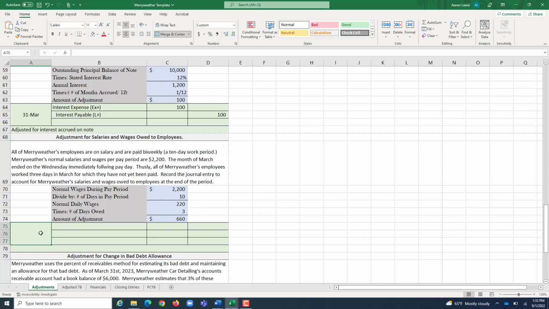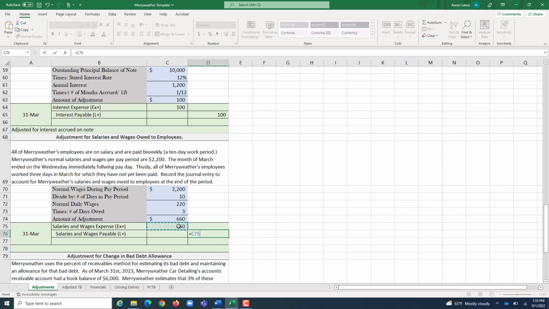So on March 31st, we are going to debit salaries and wages expense, the account going up for that $660. Now we have all of our salary related expense which occurred during the first quarter on the books for our first quarter. And since we're not actually paying this until a later date, we are going to credit salaries and wages payable for that same $660. And I'm going to say here in our description that we adjusted for salaries owed.